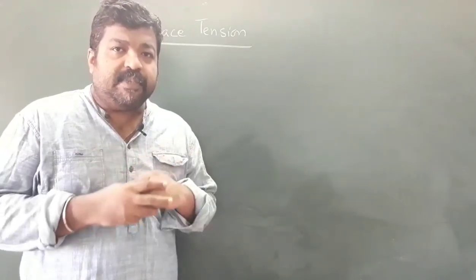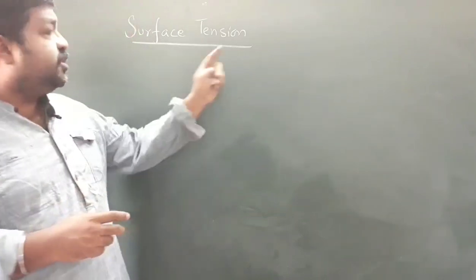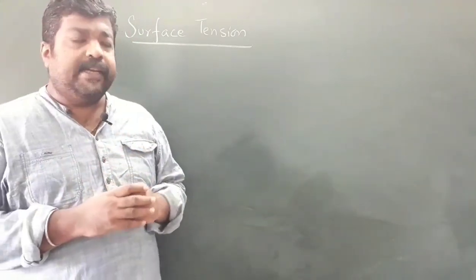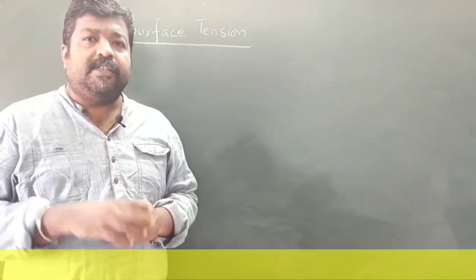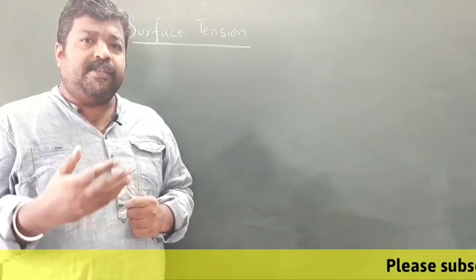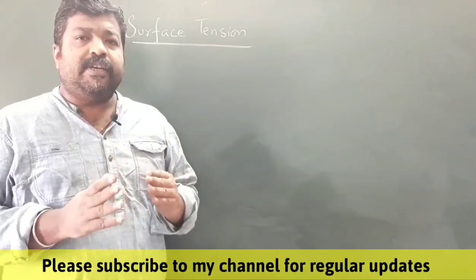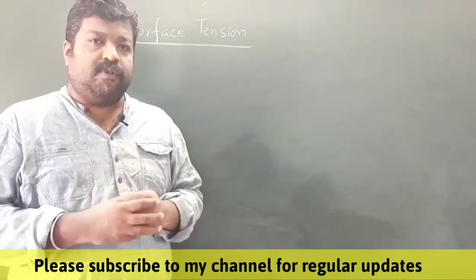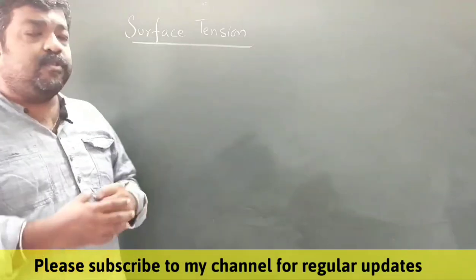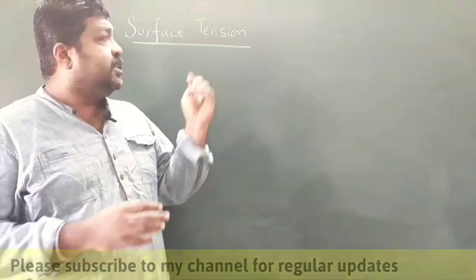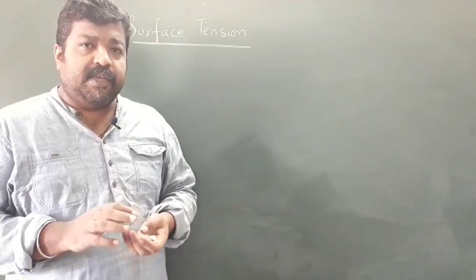Now, as the name suggests, surface tension: surface means the surface of the liquid, and tension means, in the chapter laws of motion you have seen, tension or any force, when we are talking about some external force, it means some unbalanced force. So some unbalanced force arising on the surface of liquid can be called surface tension.